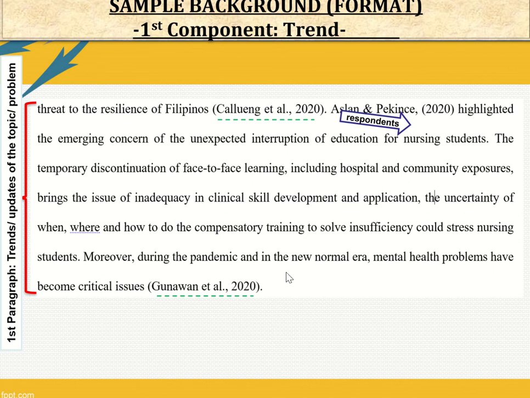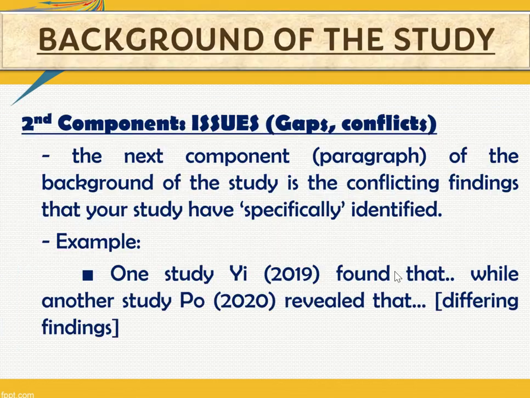Moreover, during the pandemic and in the new normal era, mental health problems have become critical issues. So, it showed the relevant problems or issues in line with the topic in our first paragraph. So, those are what we will see, and how you will write your trends, or the trend, which is our first paragraph. So, that is also the first component in the TIOC approach.